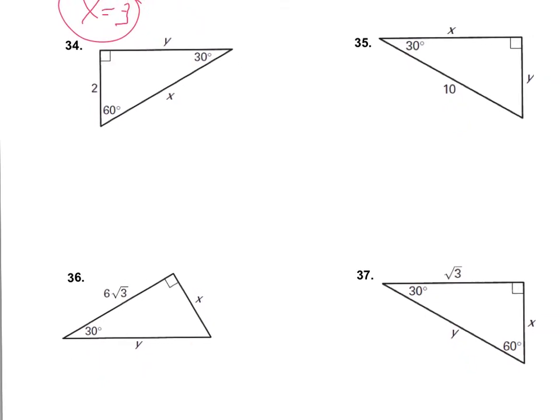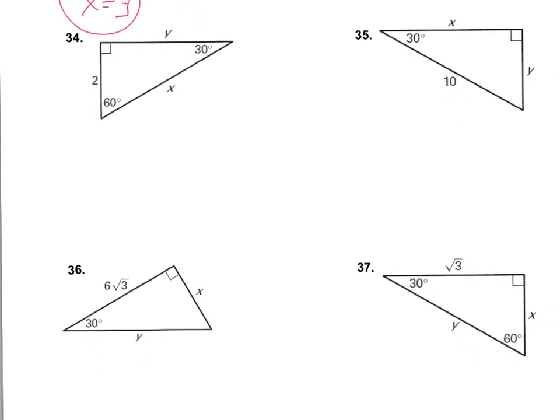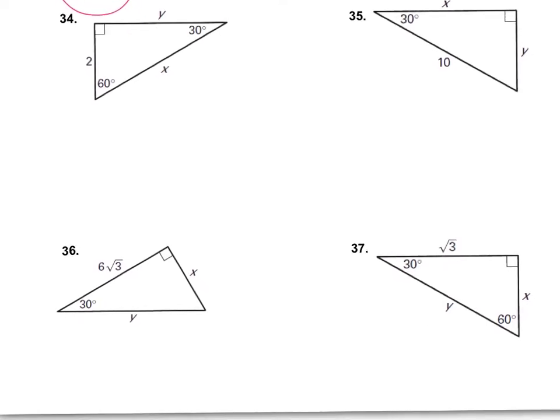Alright, then we get into 30, 60, 90 triangles. There's a couple different things we've got to know here. And 34 is a good one to start on. What we learned about 30, 60, 90 triangles is that the short leg, if you times it by 2, will give you the hypotenuse. So short leg times 2 is going to equal the hypotenuse, which is 4. To get the longer leg, y in this case, take the short leg times radical 3. So y is 2 radical 3.